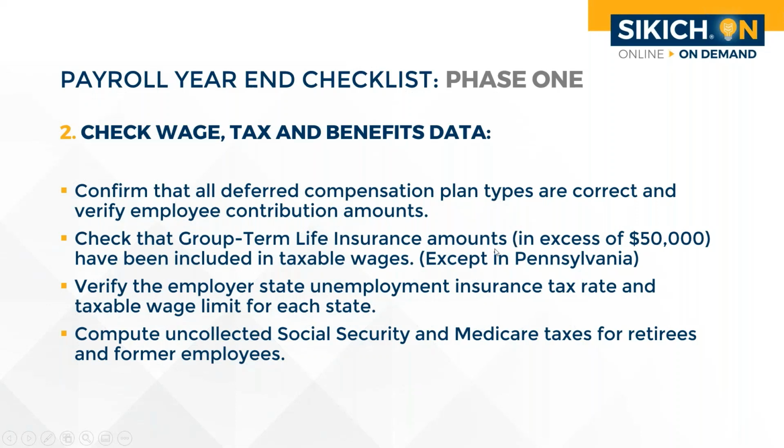Now, we do have one exception to group term life insurance. The state of Pennsylvania is the only state in the country that excludes group term life insurance from taxable income. So if you have employees in Pennsylvania, make sure that your payroll system is set up so that the group term life is not added to their income for Pennsylvania purposes.